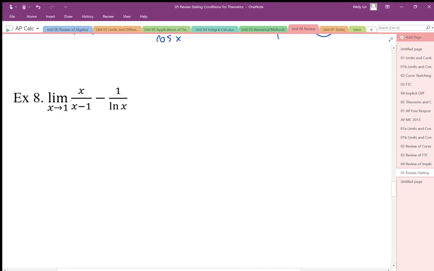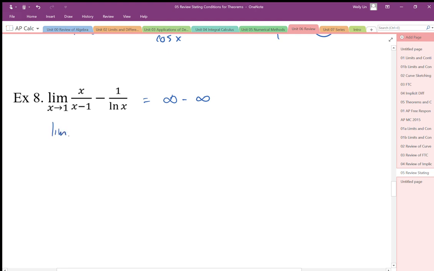So number 8, when we're looking at question number 8, this one has an infinity. Okay, so this is going to be 0 times 1 over 0, and then this is going to be 1 over 0, so this is infinity minus infinity. Okay, we need to rearrange this.